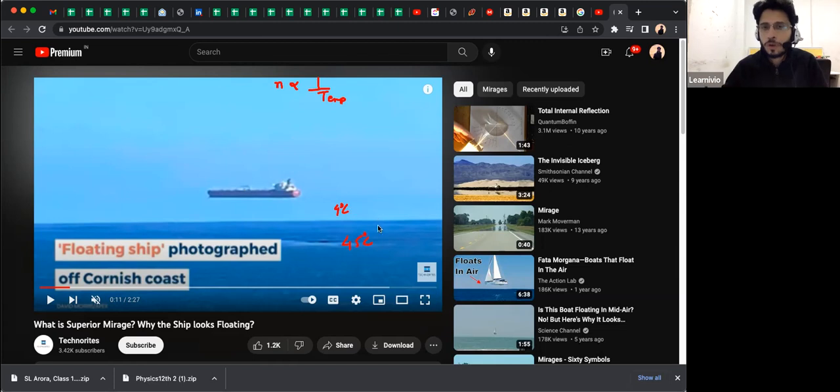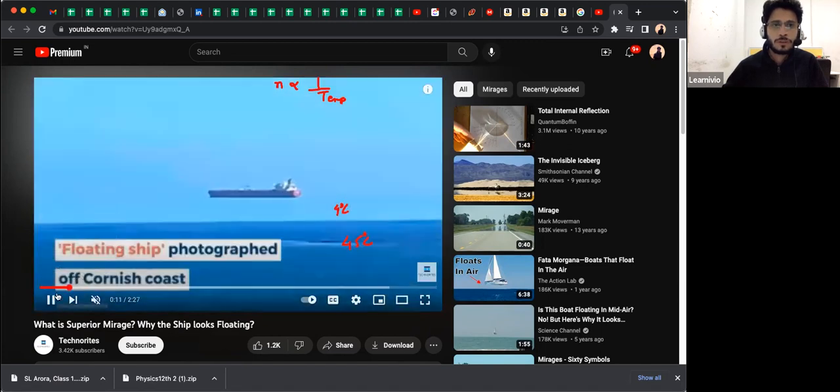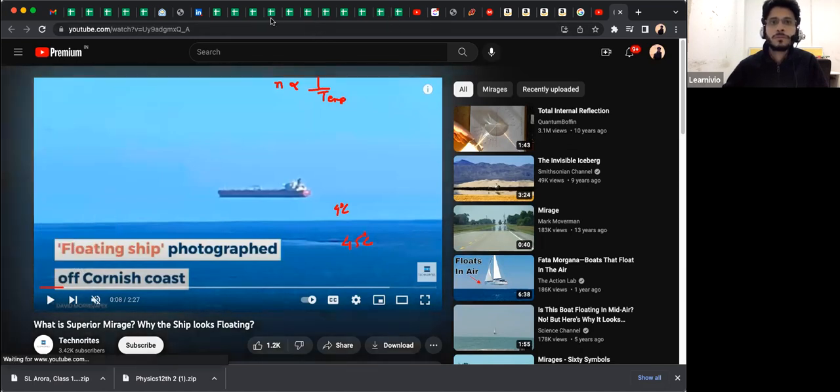In extreme cold conditions, what happens is, here temperature is low. Temperature low means, here temperature is very low. Let's say here temperature is minus 10 degrees Celsius. Here temperature is minus 8. As you go up, temperature increases. It's 0 degrees Celsius. So here where temperature is low is the denser medium, and here is the rarer medium.